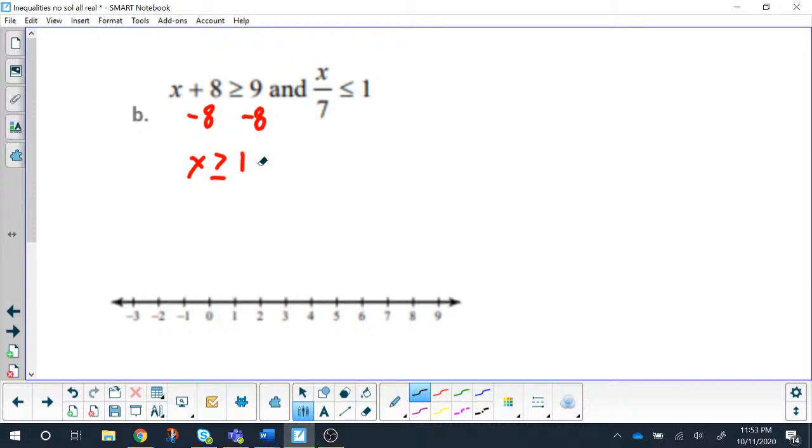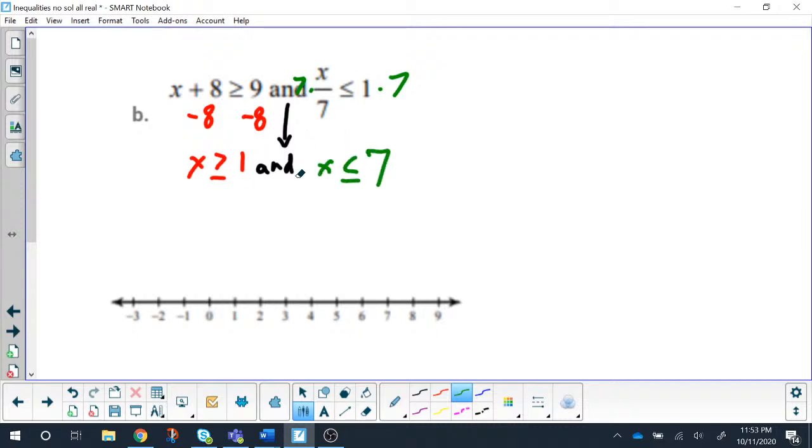And for me, I kind of write this and statement so I don't forget it. It's part of the solution set. And x divided by 7 is less than 1. Multiply both sides by 7. X is less than or equal to 7.